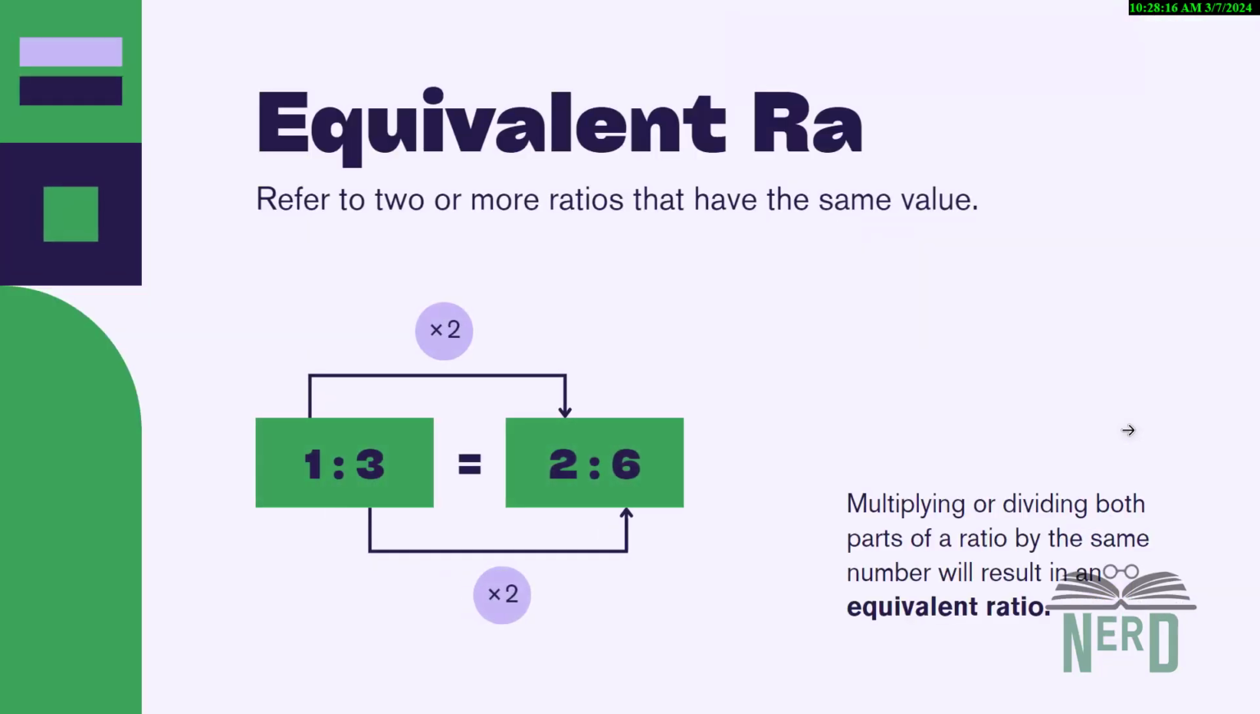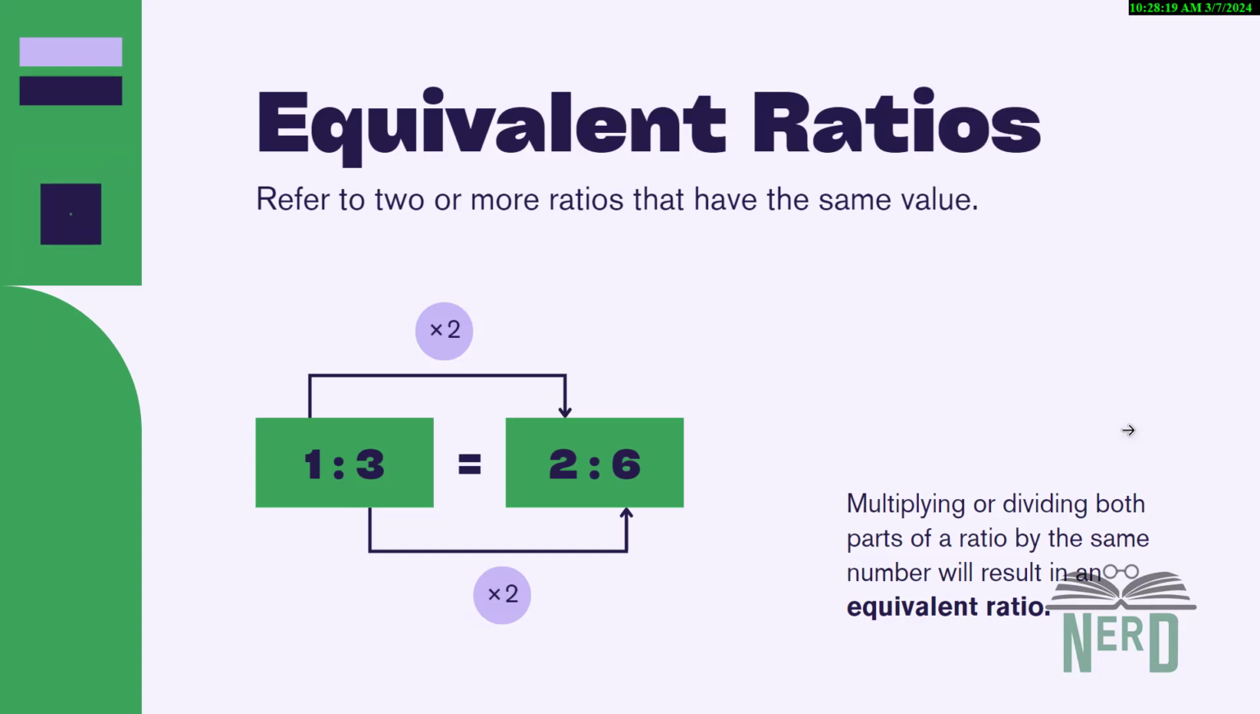Now let me tell you about equivalent ratio, which basically refers to two or more ratios that have the same value. As you can see on your screen, we have 1:3, and if we have to make it equivalent, or you can just simplify, if you are given 2:6, it can easily be further simplified.